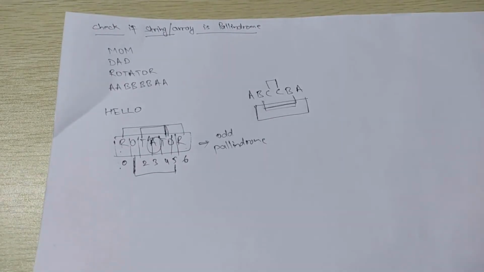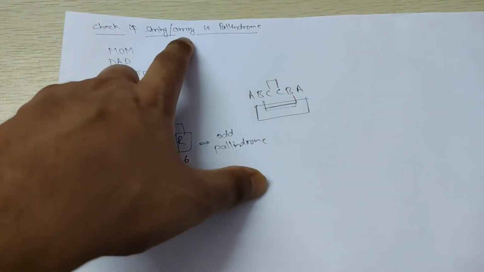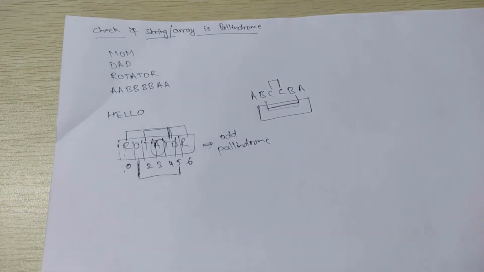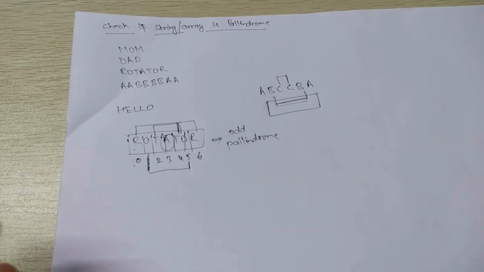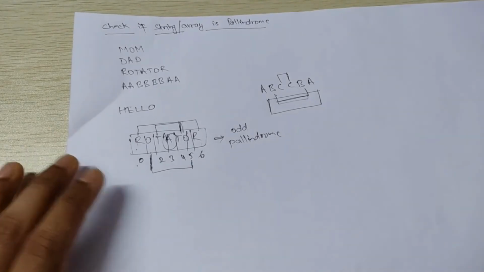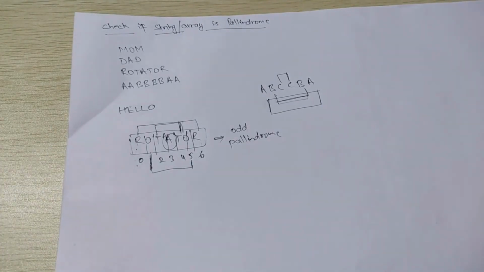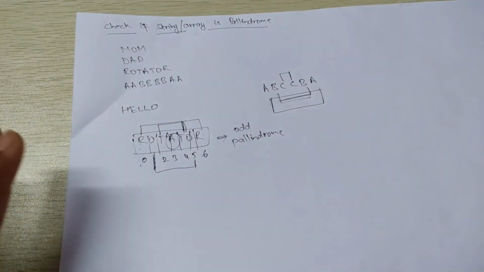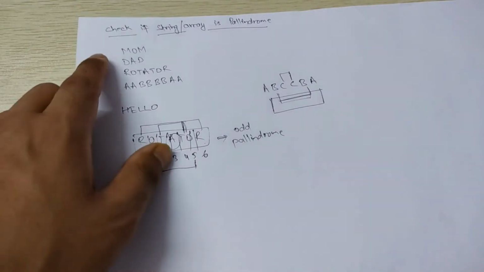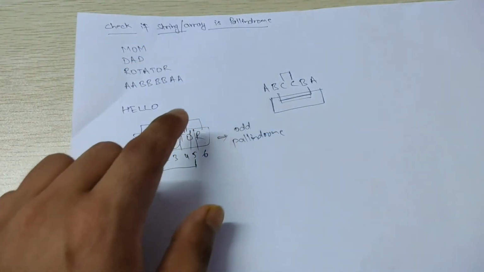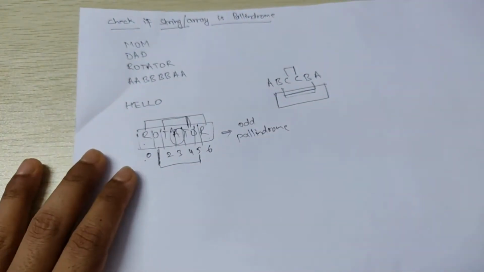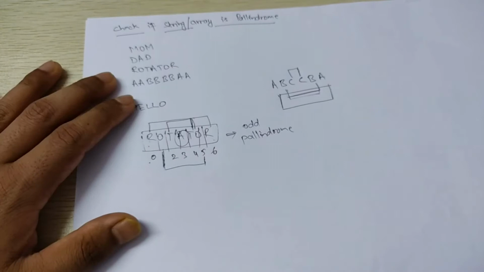Hello everyone, in this video let's solve a very basic coding problem: check if a given string or character array is a palindrome. These are a few examples of palindromes. If you do not know what a palindrome is, let me first tell you what it means. A palindrome could be a word, a sentence, or a phrase that has this special property: if you read it from left to right and from right to left, it still remains the same.